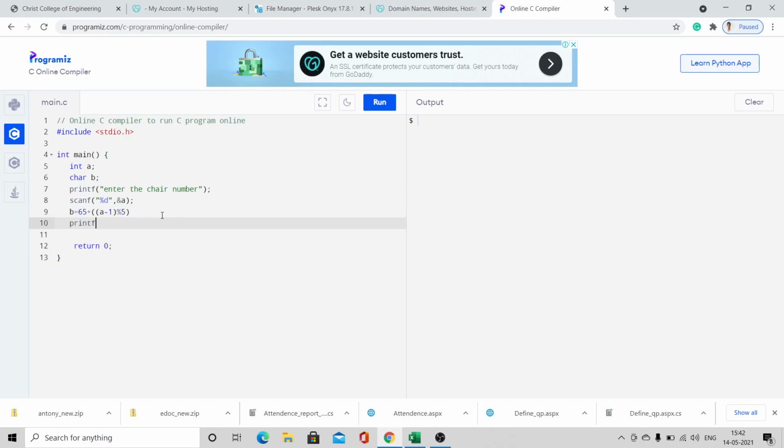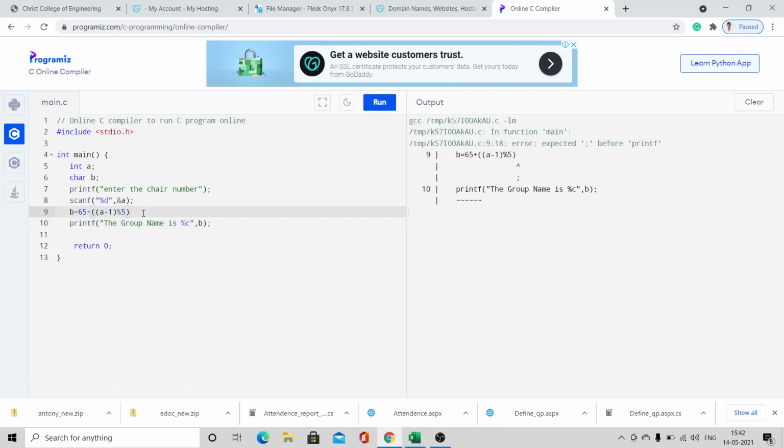Now I'll be displaying the resultant value using printf. The group name is, I'll be giving %c. Sorry, I'll give the capital: Group name is %c, and I will be printing the value in b. I hope it is clear. So this is the program. If I run this, I'm sorry, I haven't given a semicolon here. Okay, I hope it is clear now.